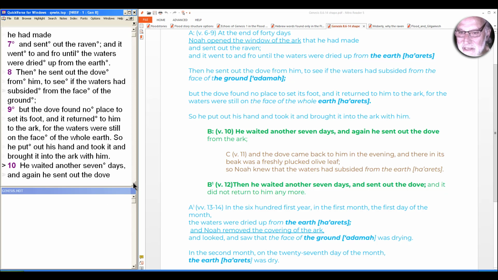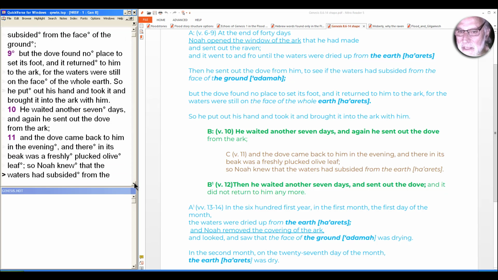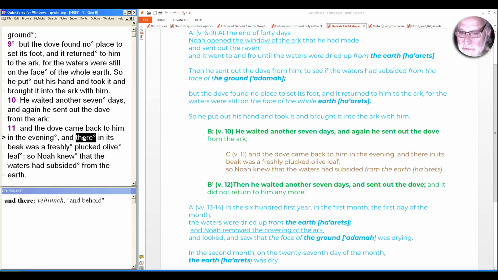So he waited another 7 days. There's no specific reason given why he's waiting another 7 days, but as you can see, that matches the two B parts of the chiasm on the right side. And he sent out the dove again from the ark, and the dove came back to him in the evening, erev here, for evening, or the beginning of the day in the Hebrew sense of daytime. And there in its beak, and notice there's a vehenna here, a behold, that's so often we've seen left out for some reason by the translators. And behold, there in its beak was a freshly plucked olive leaf.